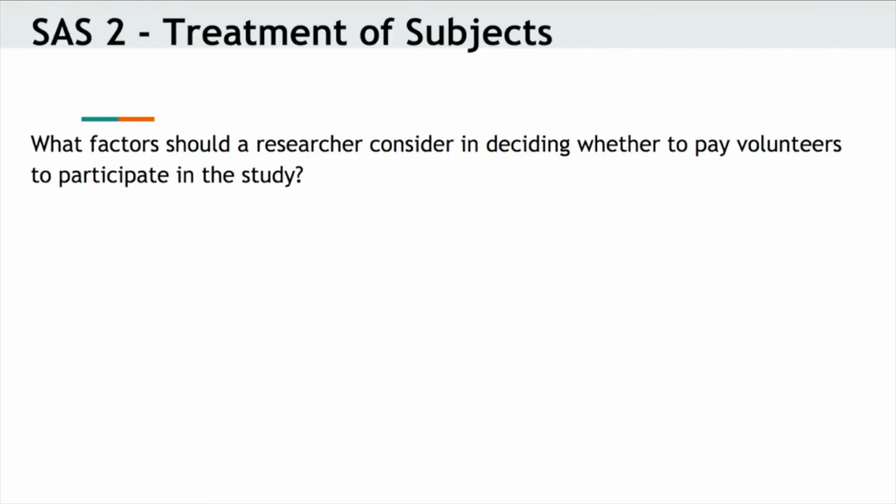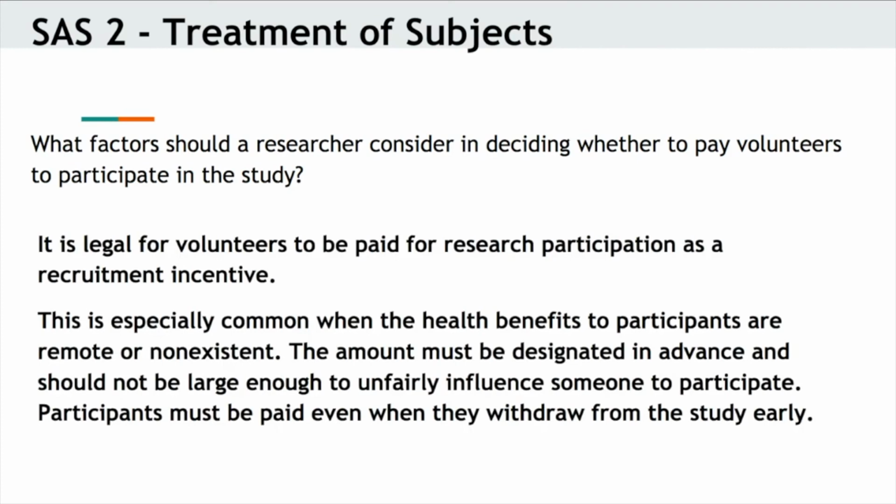All right, what factors should a researcher consider in deciding whether to pay volunteers to participate in the study? It is legal for volunteers to be paid for research participation as a recruitment incentive. You're going to see a lot of them around Texas A&M because they have a lot of research facilities around the campus, and they pay people for a lot of things. It's especially common when the health benefits to participants are remote or non-existent. For instance, there's not a lot of health benefits around for diseases like cancer. They're very remote. You have to go somewhere to get them. If it's a research study locally here in Bryan College Station, it may prevent them from having to go all the way down to Houston to get treatment.